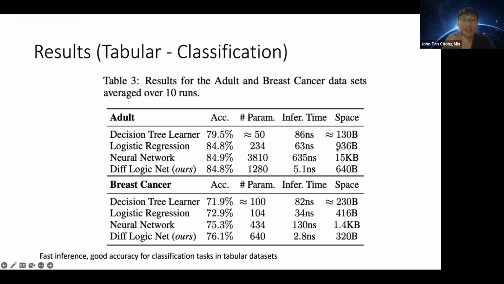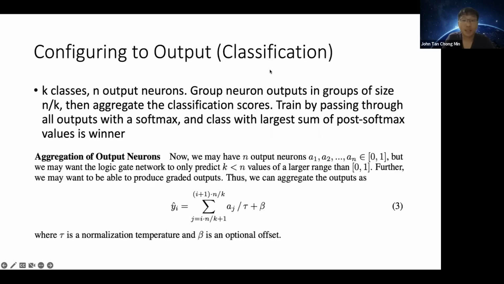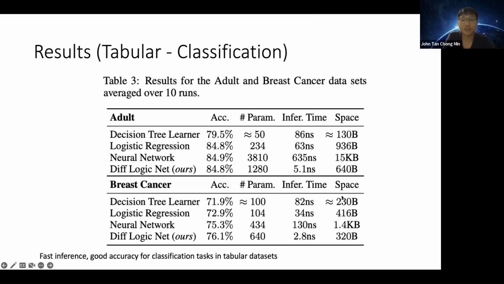I find the way that they did regression is a little arbitrary because you kind of need to define your own tau and beta. These are not learnable. You are trying to define your own regression output yourself. So I decided not to focus on this. But I think the classification is good, so I talk more about classification.